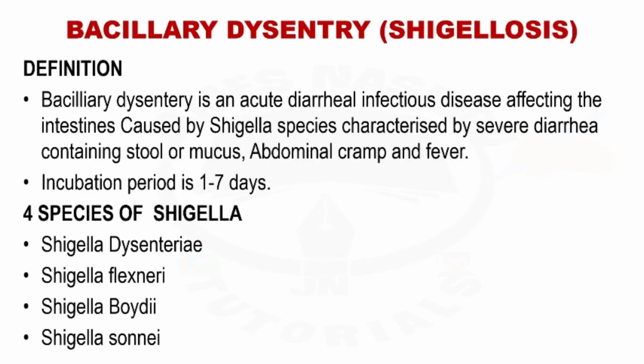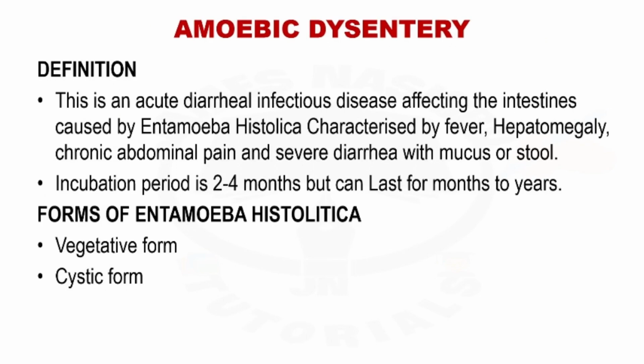Then what are the species of Shigella which cause bacillary dysentery? We have 4 species that can cause bacillary dysentery, which are Shigella dysenteriae, Shigella flexneri, Shigella boydii, and Shigella sonnei. So these are the only 4 species that can cause bacillary dysentery. Apart from that, like I said, we also have amoebic dysentery.